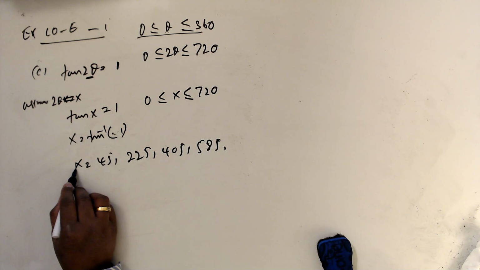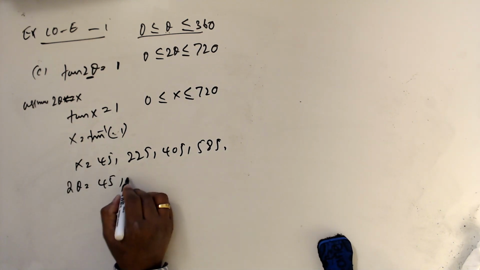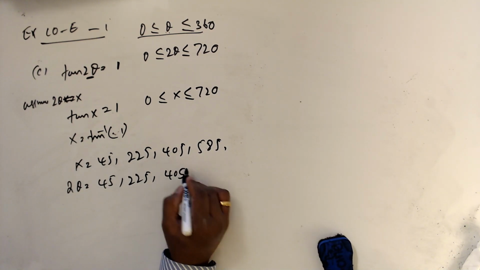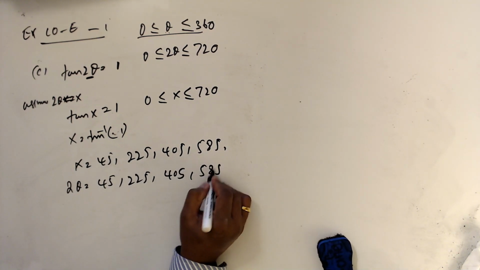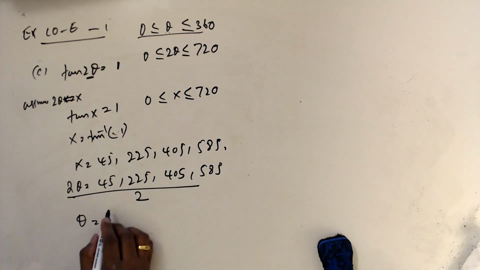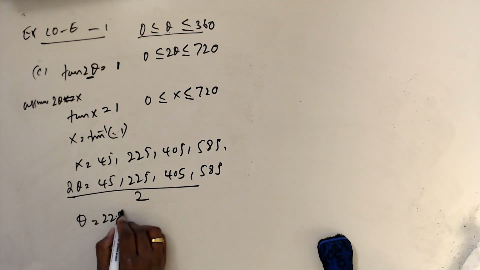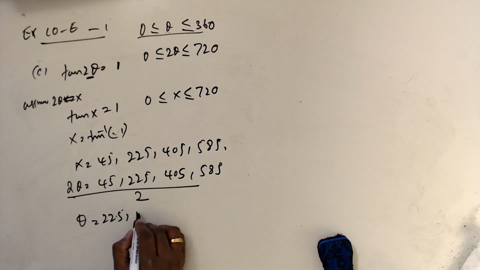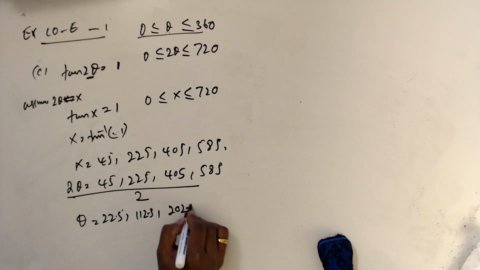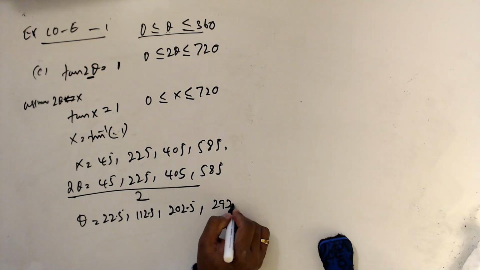Now replace back x, which means 2θ. 2θ equals 45, 225, 405 and 585. Now we'll divide everything by 2. θ equals 45 divided by 2 is 22.5, 112.5, and this is 202.5, and this is 292.5.